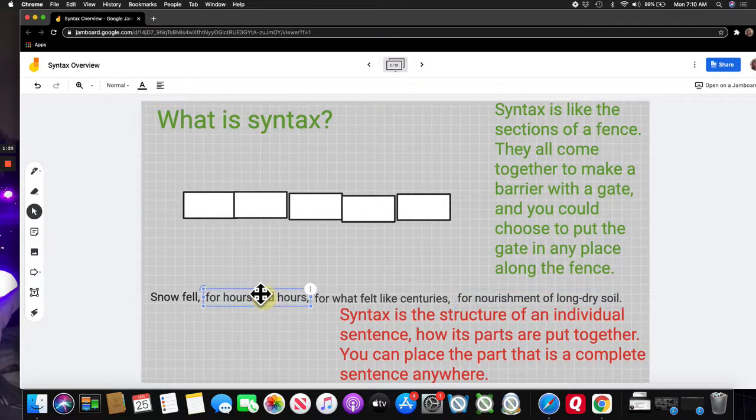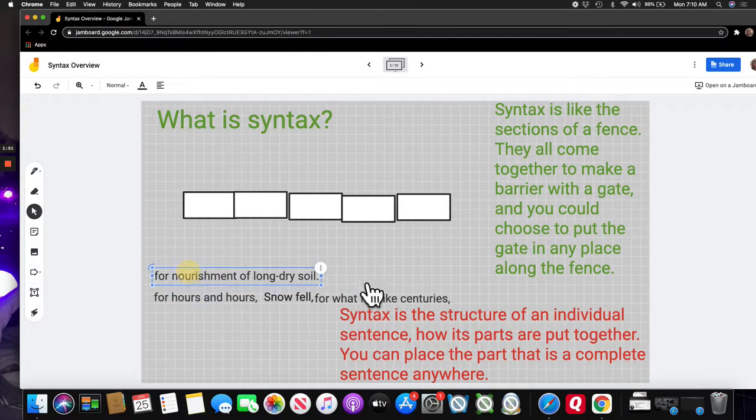So I could instead say, for hours and hours, snow fell. For what felt like centuries, for nourishment of long, dry soil. So the idea is that you can move around pieces of that sentence and have that period, the way out of the sentence, come at different places. I could even take what I do actually have as the period, put it at the front, right? And still make this sentence make sense.